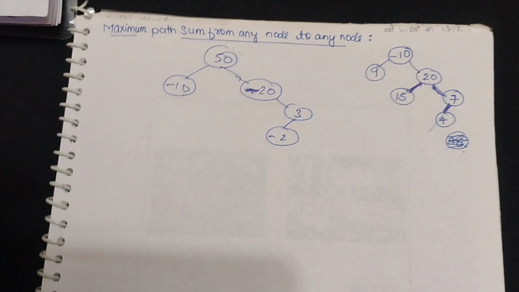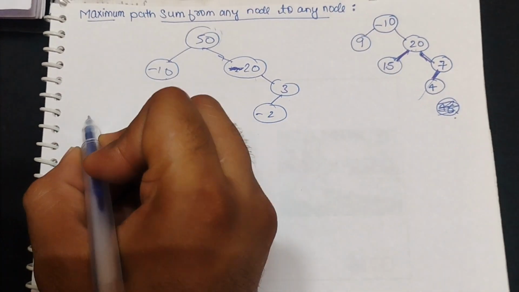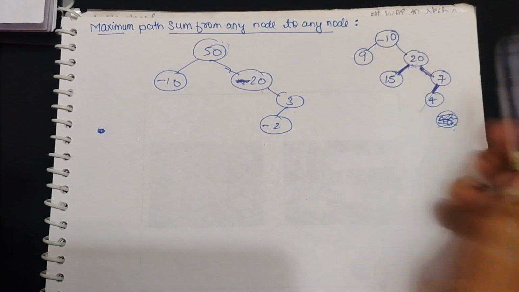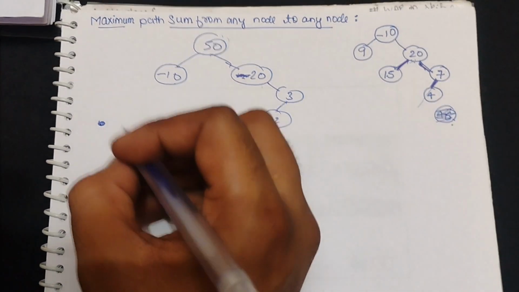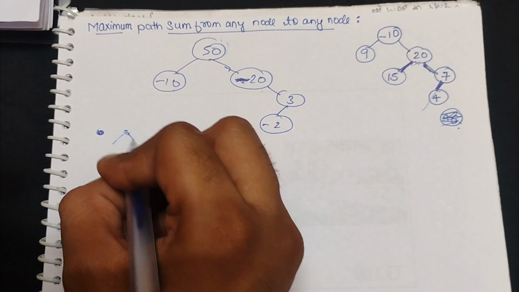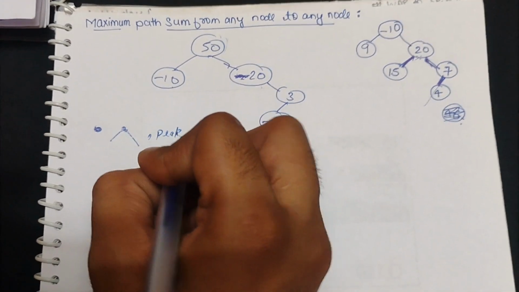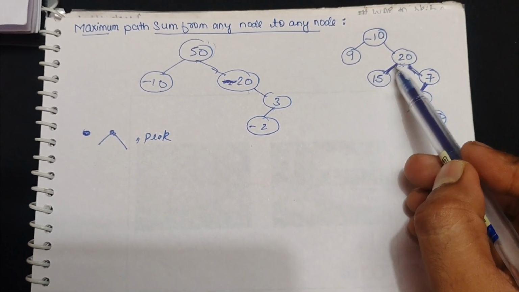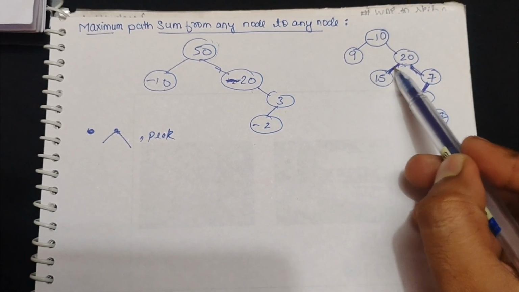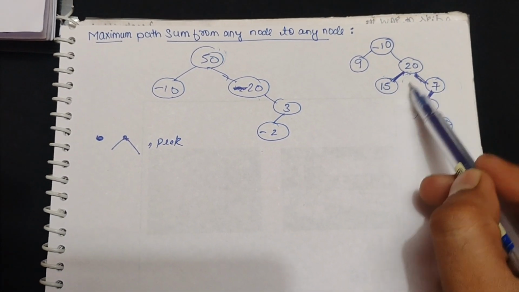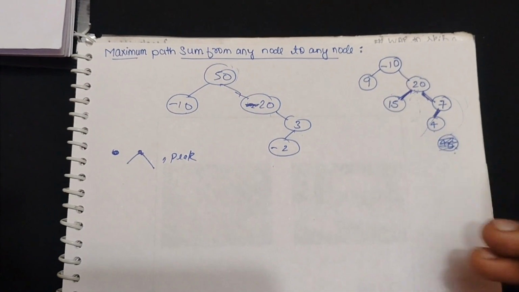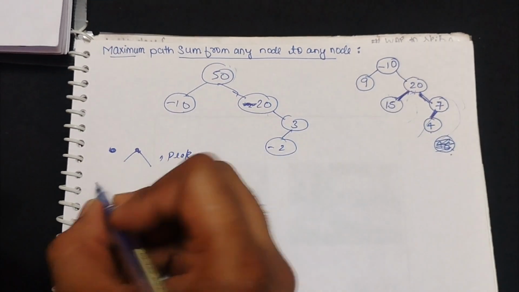So what I wanted to say is that in the last question every node has choices. The first is becoming the peak, that is, a part of the path lies towards its left, another part lies towards its right, plus this node gives me the path. So this is one case.